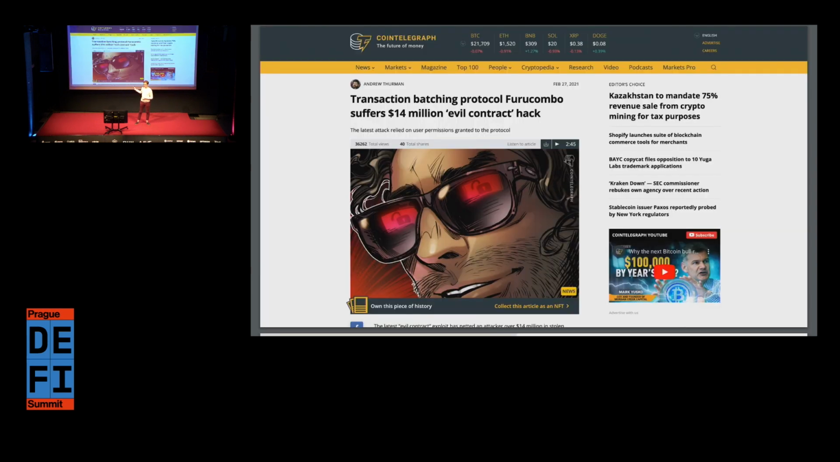But then in February of 2021, I think this was the moment that the risk and the danger of these approvals came to light for a lot of people with the Furucombo hack. Furucombo was this platform that allowed you to chain together different DeFi transactions. And they got exploited, and they didn't just lose the deposited money to the hacker, but also all of the approved funds just from the safety of people's wallets. I think a lot of people started to realize there are some dangers there.